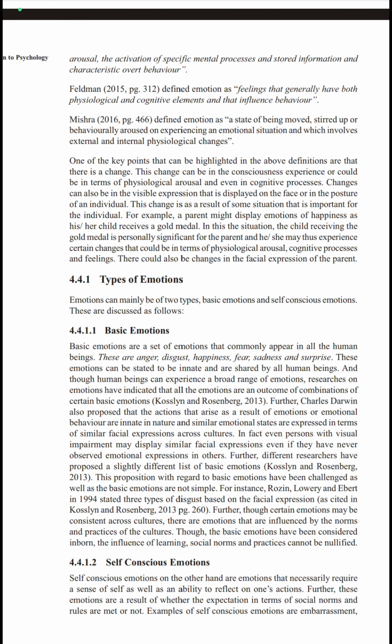And though human beings can experience a broad range of emotions, researchers on emotions have indicated that all the emotions are an outcome of combinations of certain basic emotions. So there could be some different kind of emotions too, like you feel cringe is an emotion, right? Cringe is basically an emotion between disgust, or it might be between anger and disgust. It could be something of that. So according to scientists, all the other emotions are basically a mix-up of, or a combination of, these basic emotions.